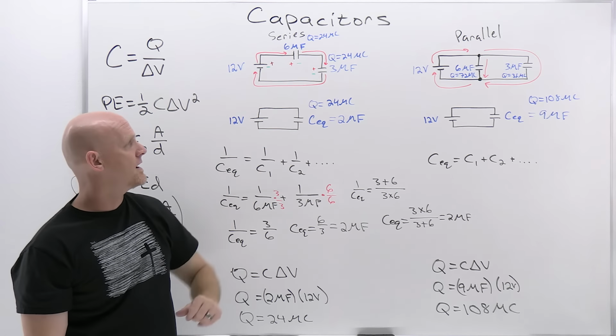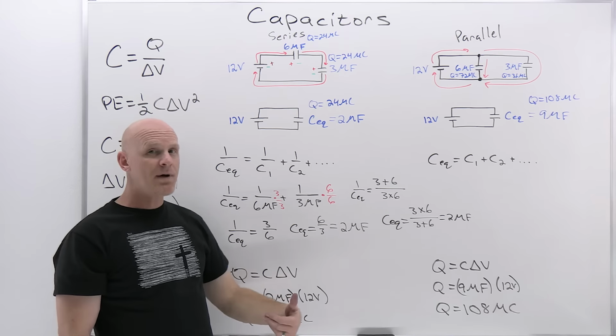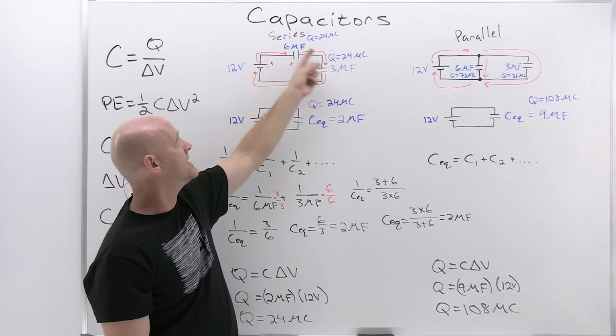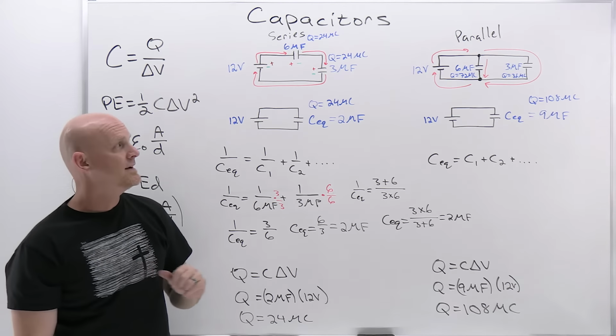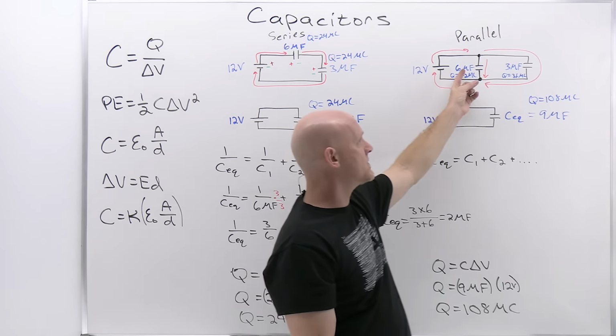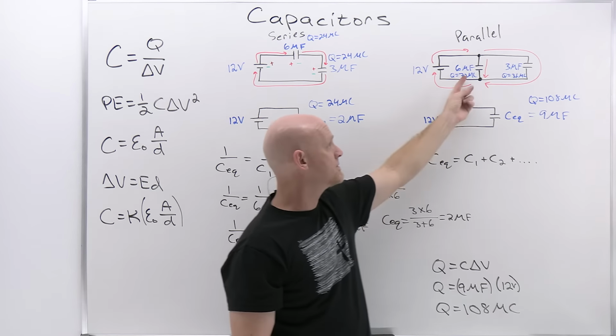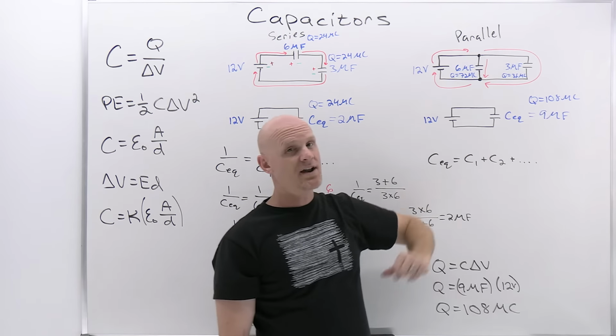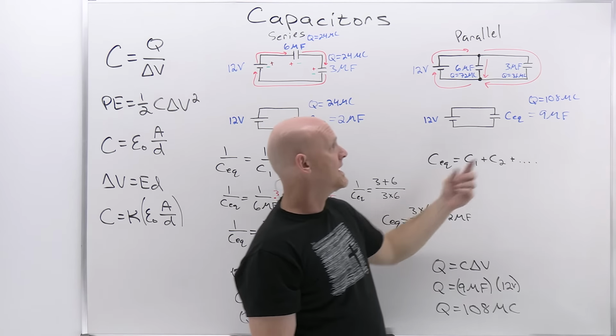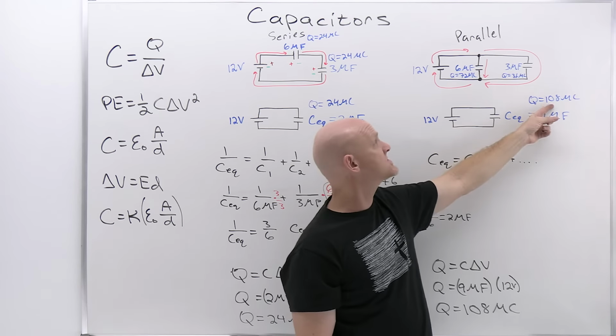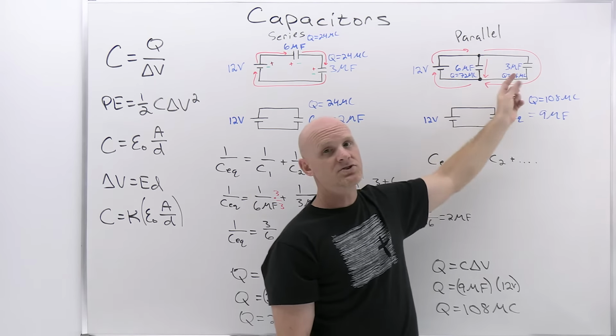Whatever the Q of the equivalent capacitance is also the Q of either one of those capacitors as well. Doesn't work that way here. So here, these don't have to have the same charge. It's the potential drop, the delta V, that's the same for both of these in parallel. The charge does not have to be the same, so you can't set them equal, and they're not equal to this total either. This total is just the sum of the two instead.